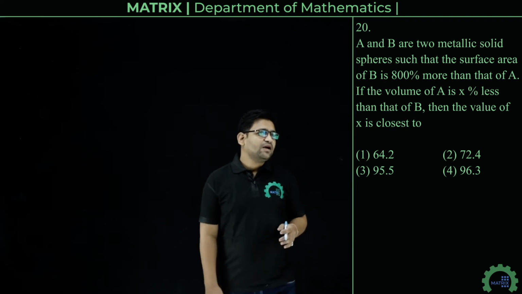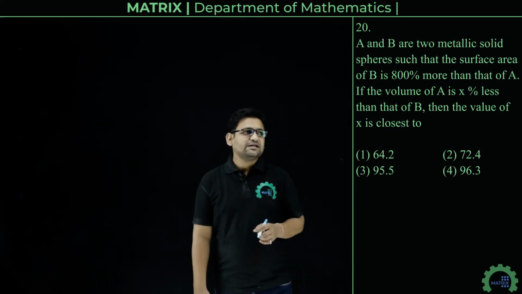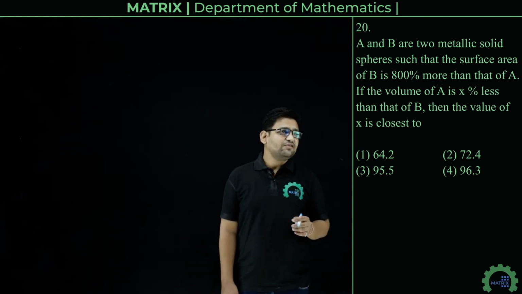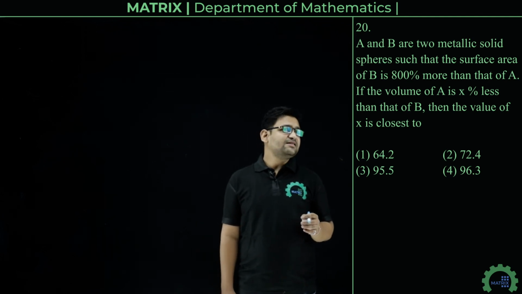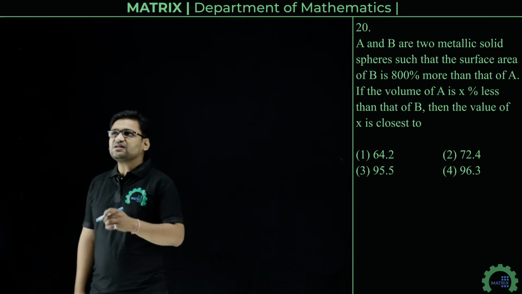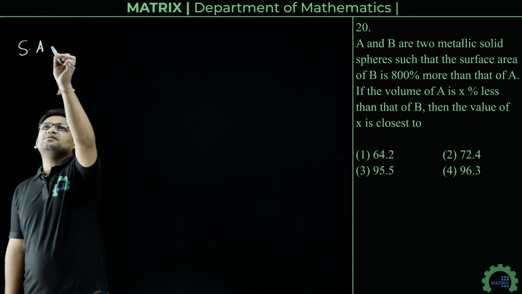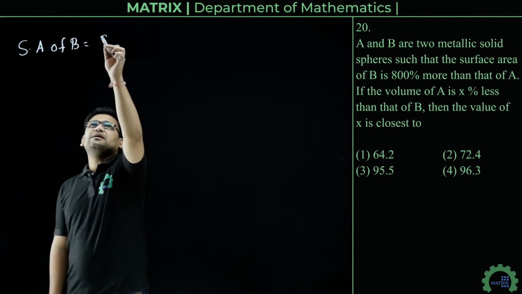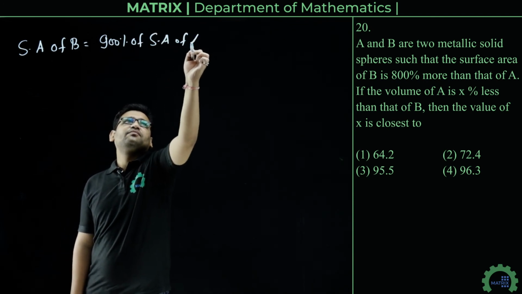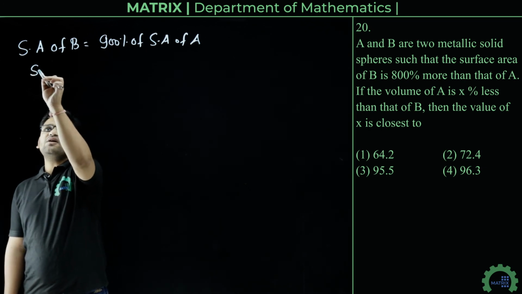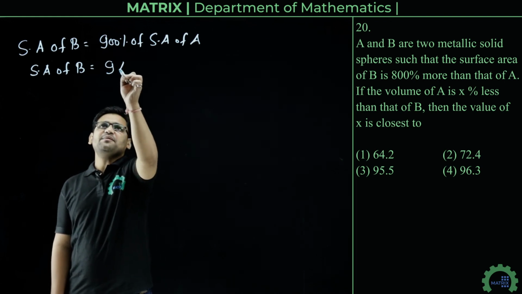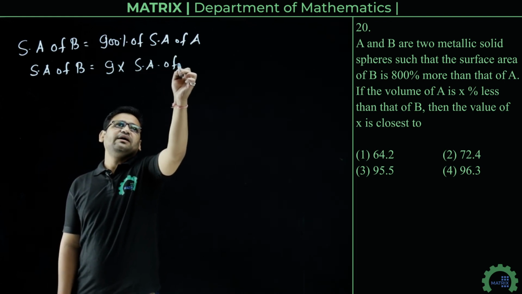Next question is, A and B are two metallic solid spheres such that the surface area of B is 800% more than that of A. If the volume of A is x% less than that of B, then the value of x is closest to. So first information here, it is given that the surface area of B is 900% of the surface area of A, or we can write the surface area of B is 9 times the surface area of A.